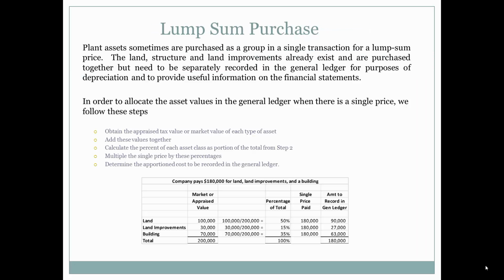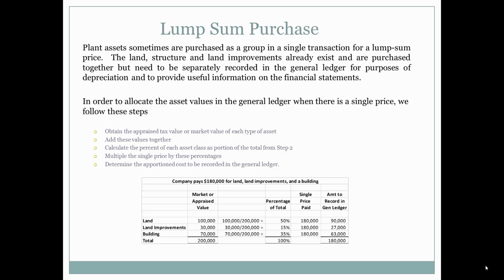Now, what happens if there's a lump sum purchase, if you purchase land, building, and equipment? Sometimes plant assets are purchased as a group in a single transaction for a lump sum price. The land, structure, and land improvements already exist and are purchased together, but need to be separately recorded in the general ledger for purposes of depreciation and to provide useful information on the financial statements.